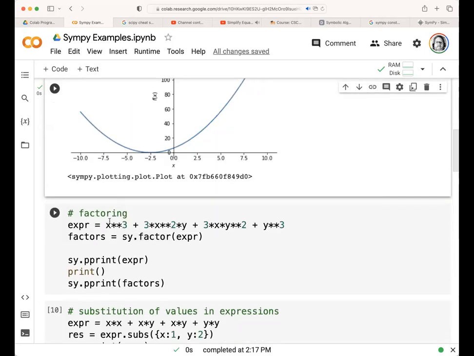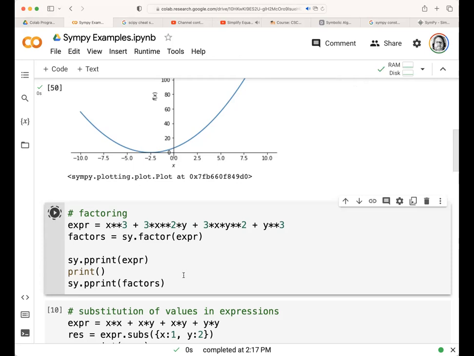So here's another example. We've got, in this case, x cubed plus 3x squared y... sorry, let me read it again. I'm going to print the expression, then it's going to factor it. Let's just print the expression. That's hard to read out loud.